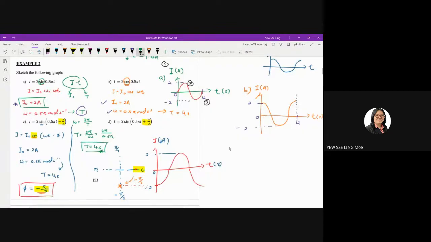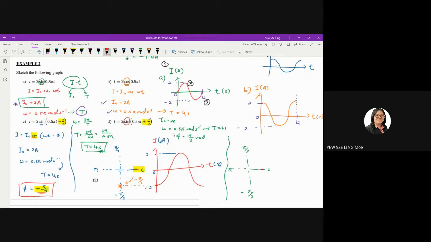Then how about question D? Again, if you do a comparison, you are going to get I naught equals 2A, and omega equals 0.5 pi radian per second again, which means the period is 4 seconds, but the initial phase angle is now positive pi/2 radian. So let's say you have a phasor diagram again: 0, pi/2, pi, -pi/2. The original equation given is sine. Sine, by right, should start from 0.